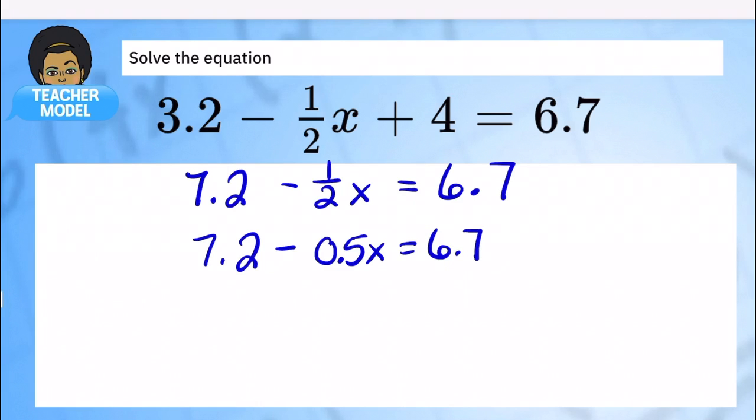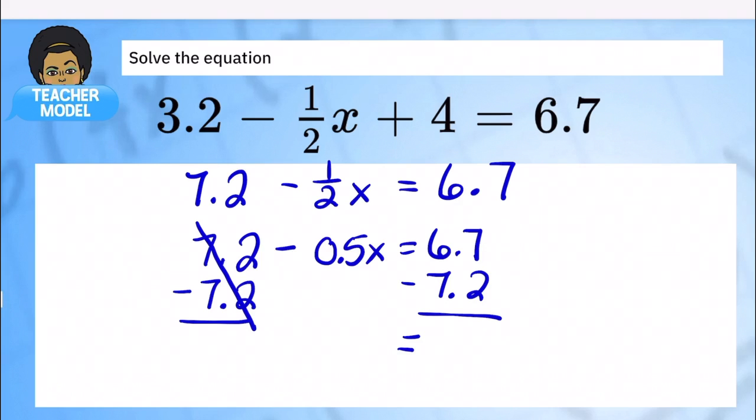There we go. Now we're going to use the inverse operations. We're going to subtract. This will cancel out. And okay, so a little spicy on the side, but again, pick up your calculators. And what is 6 7/10 minus 7 2/10? You're going to end up with a negative number. Matter of fact, you're going to end up with negative 0.5. So negative 0.5x is equal to negative 0.5.